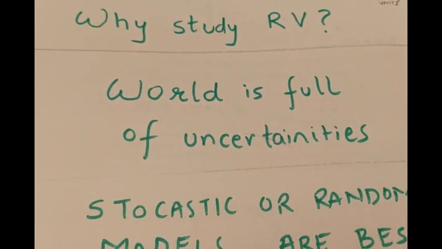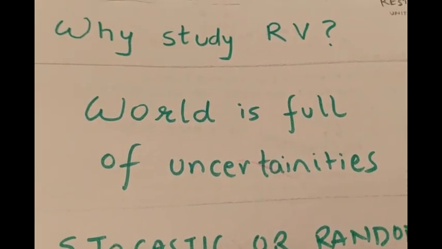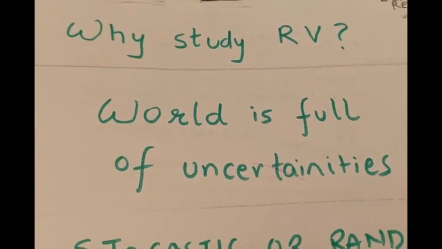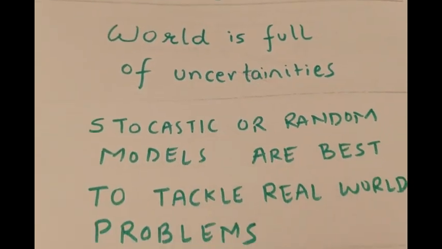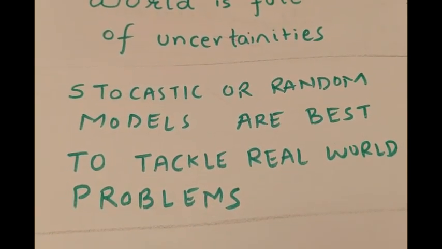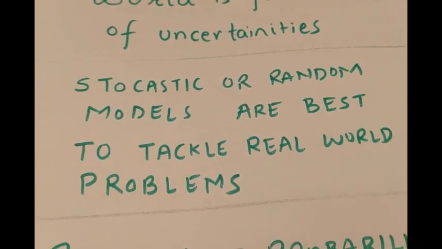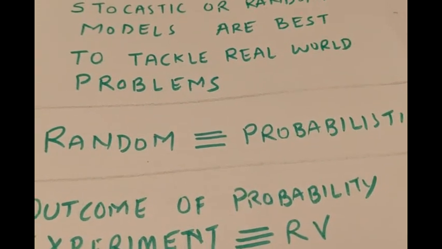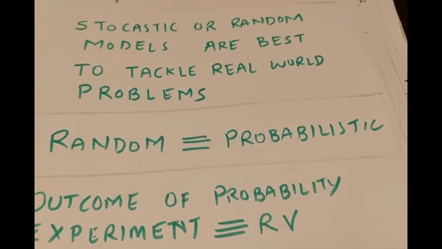Why do we study random variables? Why have we included this topic in mathematics? The reason being that in our world we have a very unpredictable future. We cannot predict it. It is very random. So we need random models, stochastic or random models, to tackle the real life problems, world problems. So that's why we have random variables, and it is probabilistic in nature.